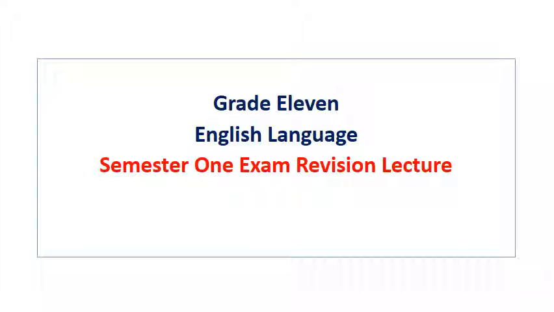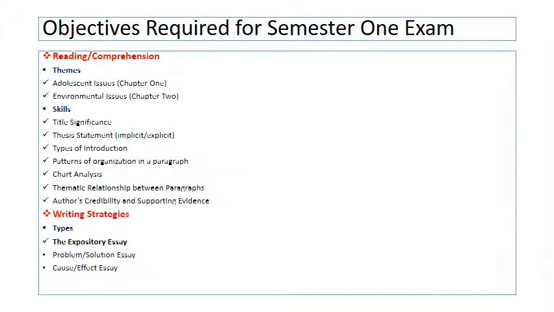Today we're going to revise for your semester 1 exam. Of course, the materials will be reading comprehension and the writing objectives that we have covered so far. So let's begin. The objectives required for your exam are chapters 1 and 2 in your ebook, comprehension and reading skills. The first chapter is adolescent issues, which we talked very much about, and then environmental issues, which was our last theme.